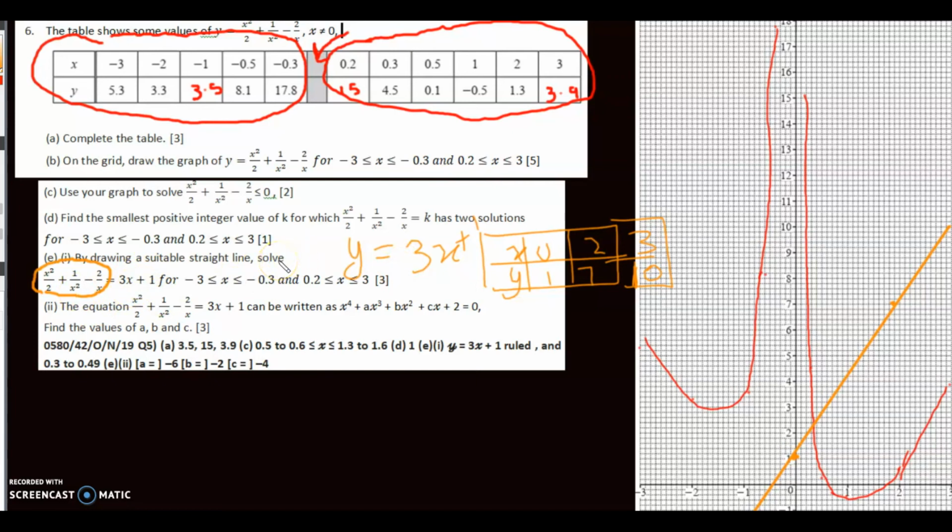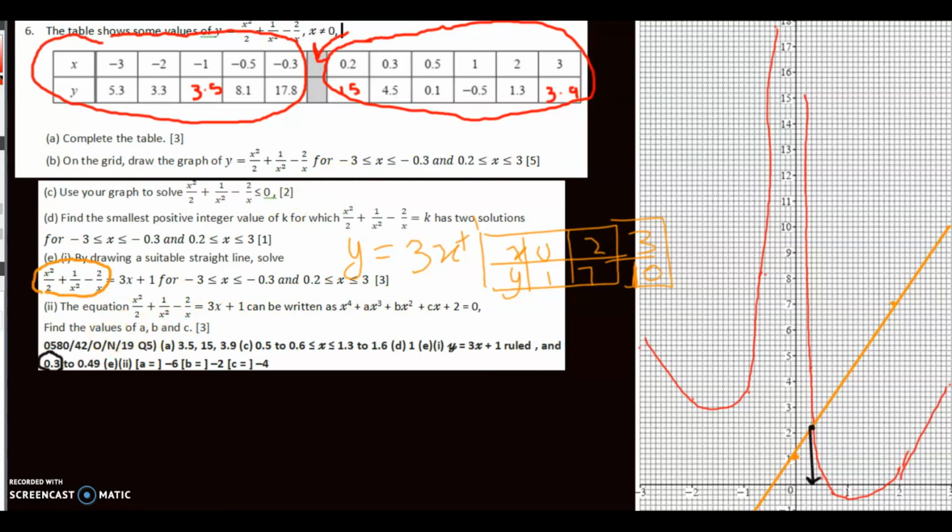We also need to solve this. Solving means finding the values of x, which means read the point of intersection of the orange line and the red line. So this point of intersection is 0.3, and yes, 0.3 is an acceptable answer. So 0.3. Okay, next what do we have to do? For part 2, the equation x squared over 2 plus 1 over x squared minus 2 over x equals 3x plus 1 can be written in this form. Find the values of a, b, c.